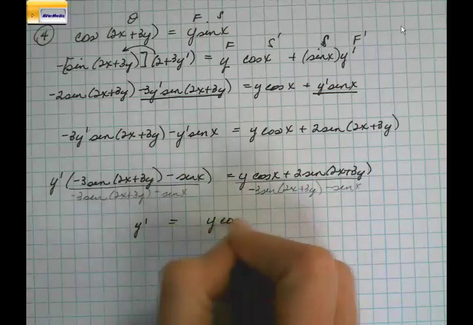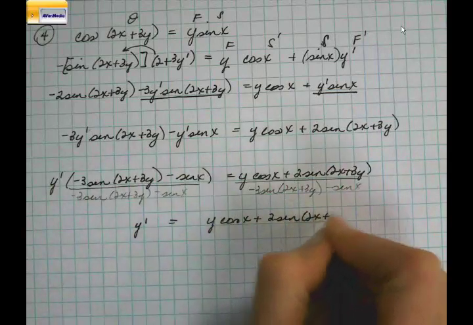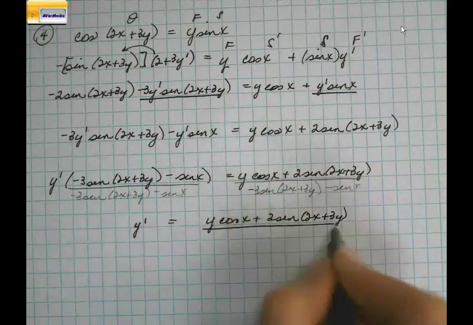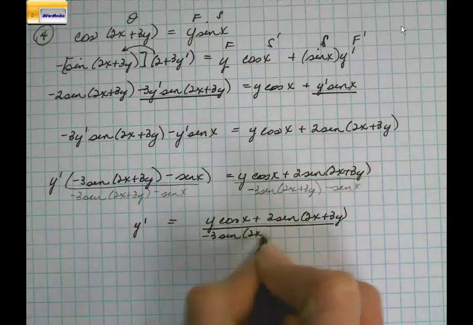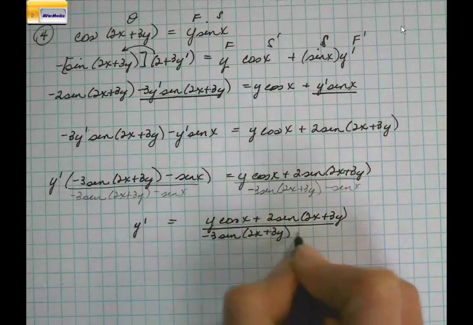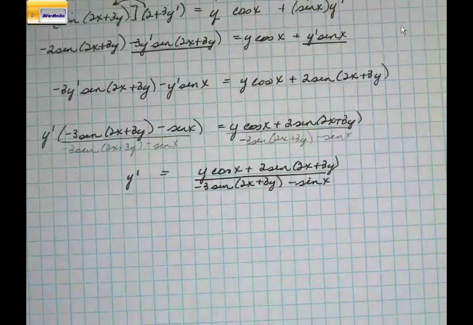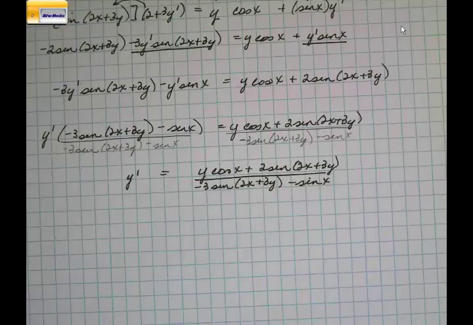Okay, y cosine x plus 2 sine 2x plus 3y. And at this point you're saying, please tell me I am done. The only thing that they would ask you to do is factor that negative out of the denominator. So if you have a multiple choice question, you would check for that, or multiple choice options for the answers to your question.